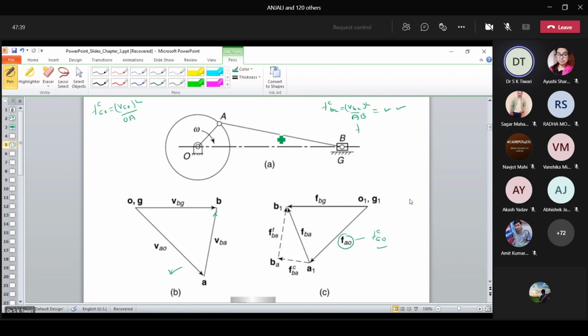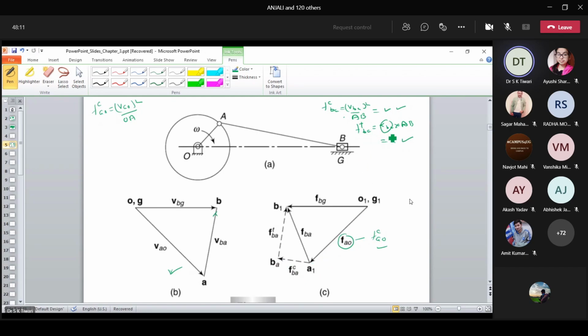Sometimes they will be accelerating, sometimes they will be retarding. FT BA will be alpha BA into AB. Since this is not known to you, you don't know the magnitude, you know the direction. First of all, we'll be plotting FCBA. For B, A is the center of rotation. Therefore, this vector will be drawn parallel to this with A as the center of rotation and moving in this particular direction. This is drawn. This is representing FCBA.